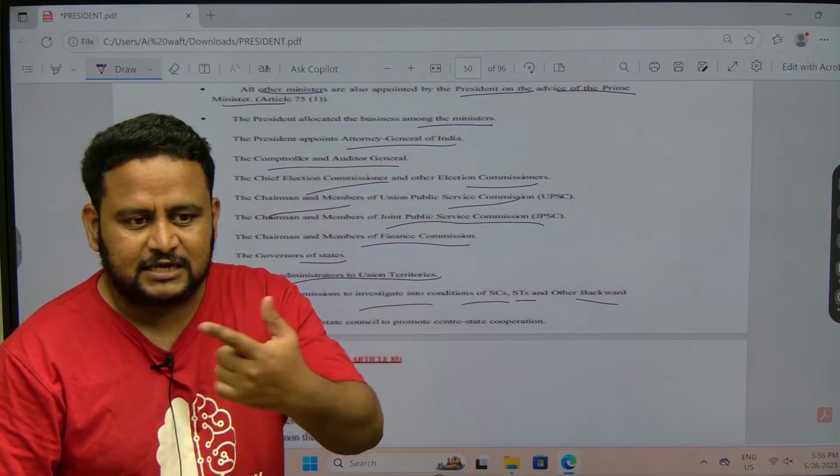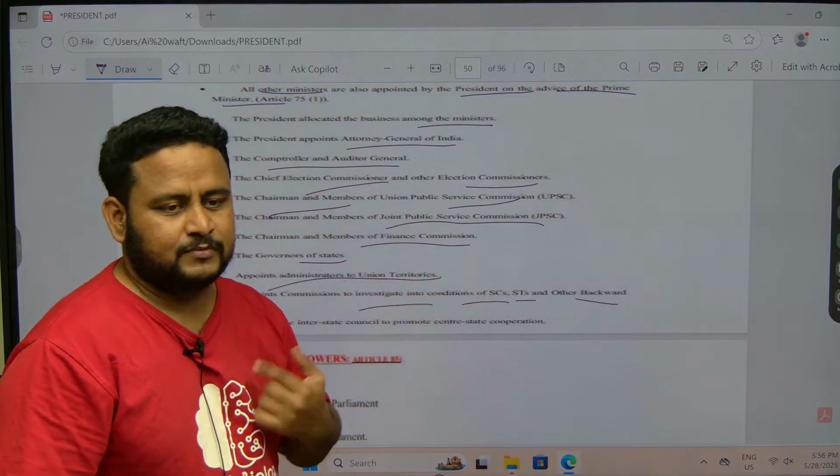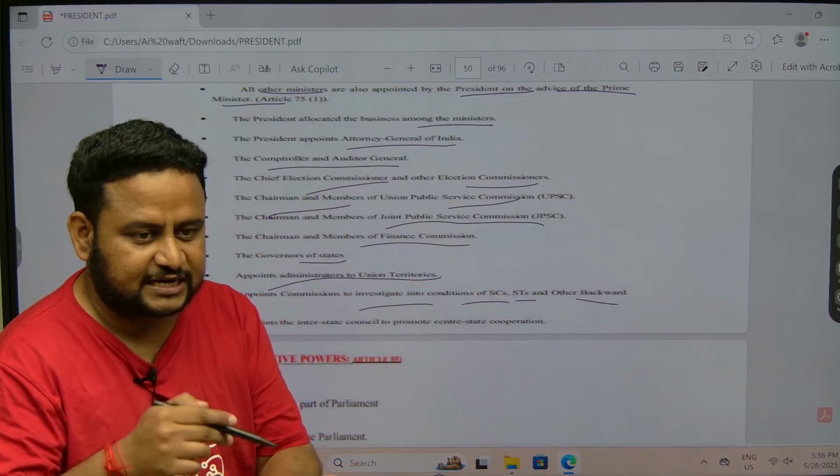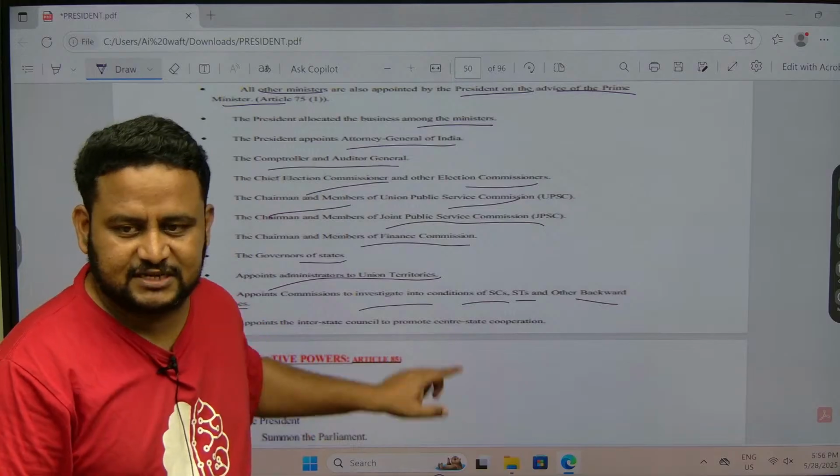Based on that, he will what? He will investigate the condition. He will see the report whether this is correct or not. He will investigate. Okay, that is the meaning of this.